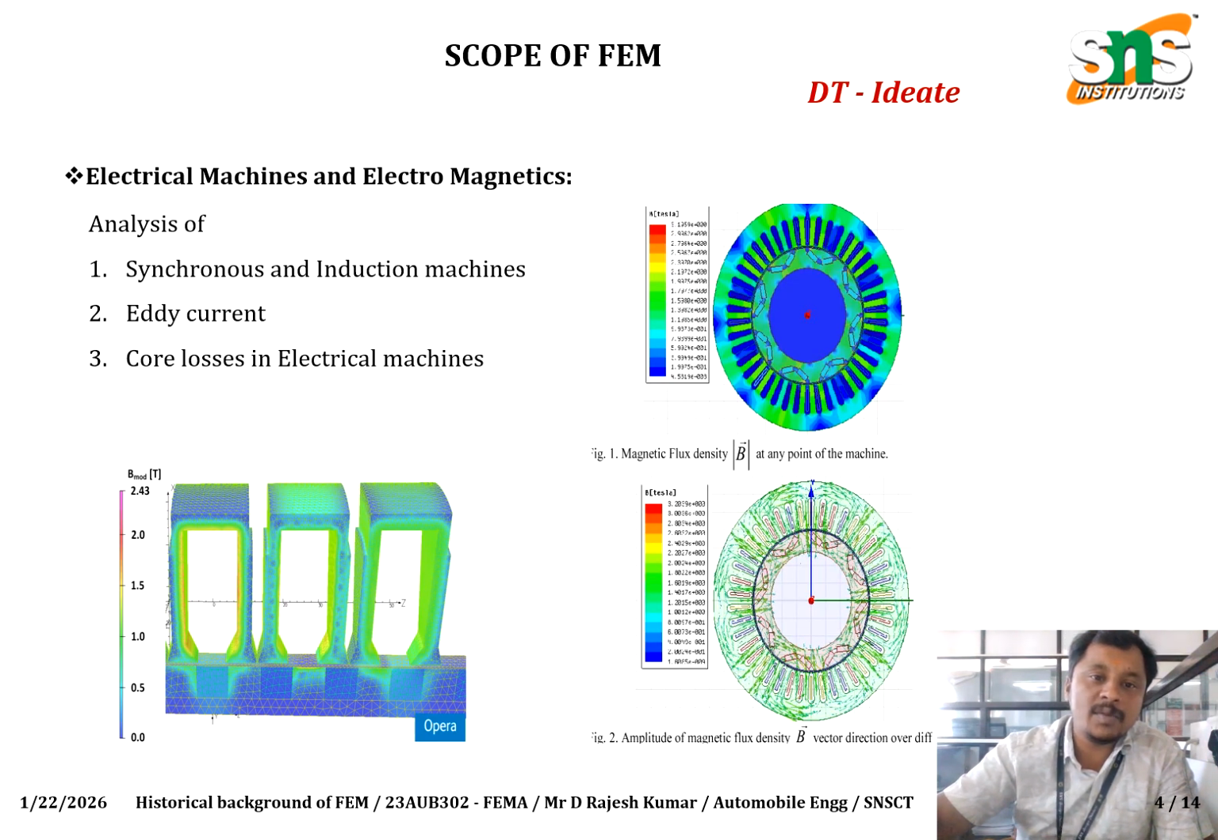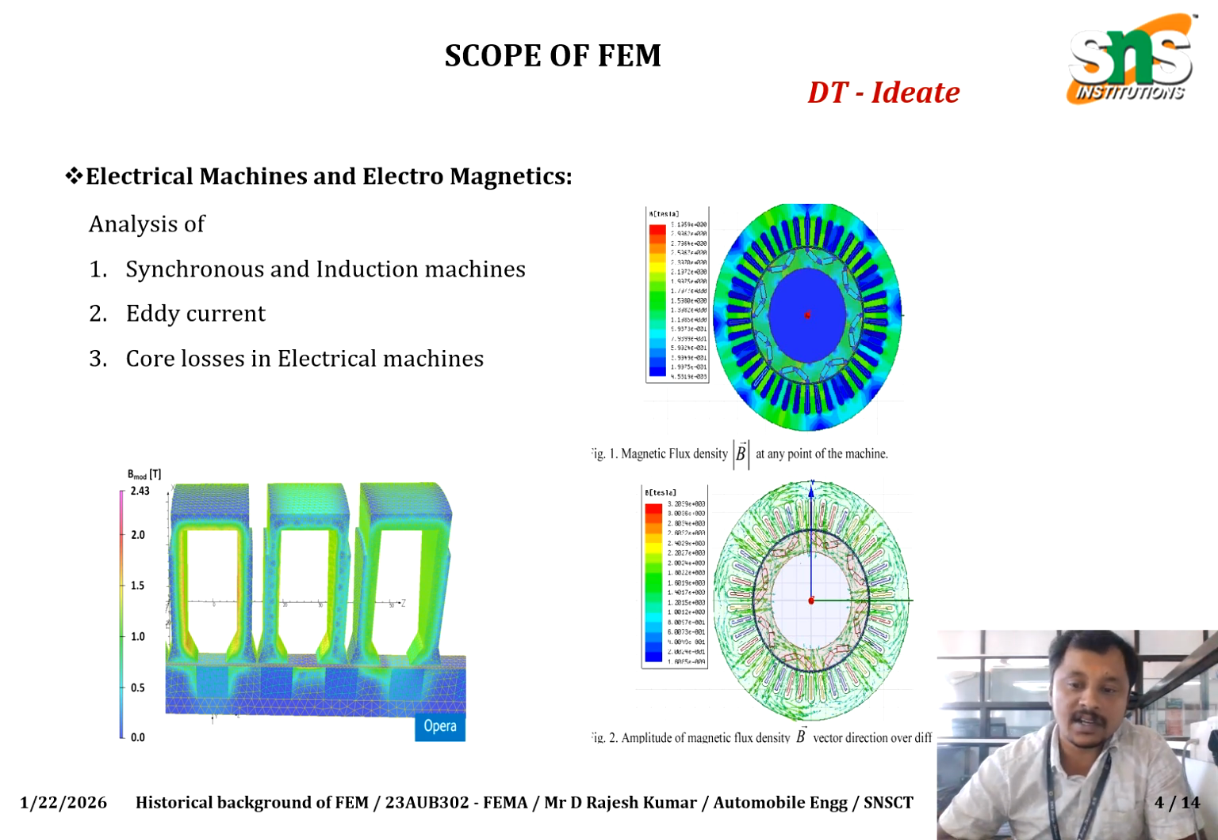And if you see electrical machines and electromagnetics, FEM nowadays is very crucial, because nowadays we run more electric vehicles, right? These electric vehicles are built with motors, and in these motors there will be a heat flow. That heat flow and also the magnetic flux flow can be analyzed by using this software. You can see here in this slide, these are just sample images of synchronous and induction machines, right? There you can do analysis, and the eddy current losses and core losses in electrical machines can all be analyzed by using this FEM software.